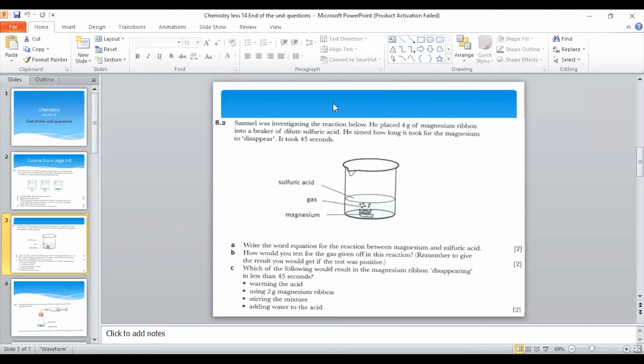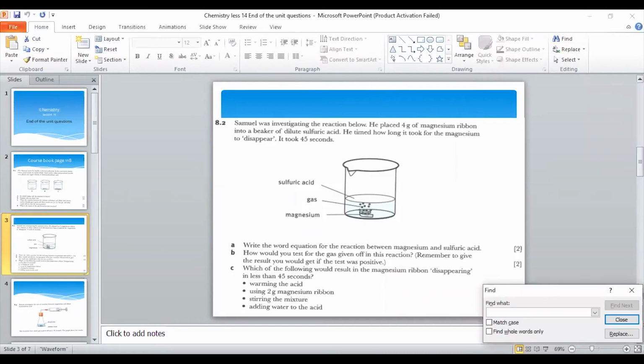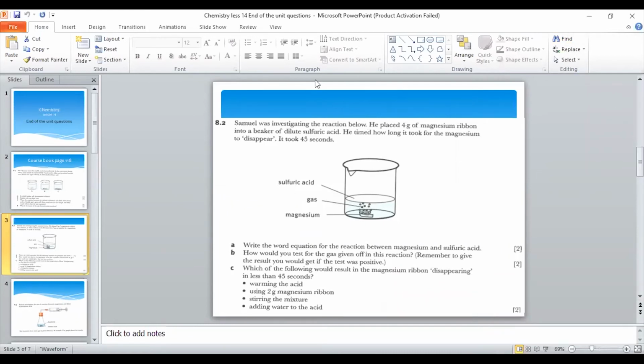But adding water to the acid wouldn't, because the acid would then be less concentrated, which would decrease the rate of reaction. It will also decrease the amount of successful collisions, okay? So we will not have the same rate of reaction.